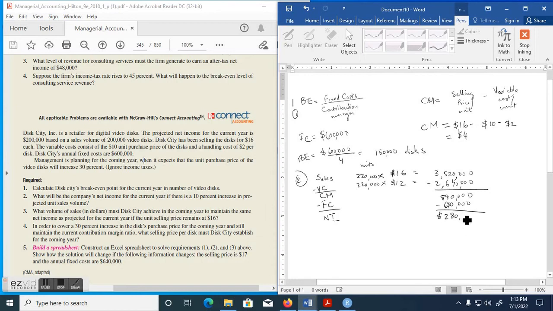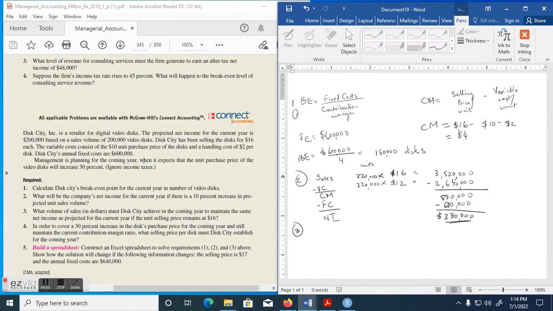This is part 2. Now let's look at part 3. Part 3 says, what volume of sales in dollars must Disc City achieve in the coming year to maintain the same net income as projected for the current year if the unit selling price remains at $16? Now, the net income that is projected for the current year is $200,000.